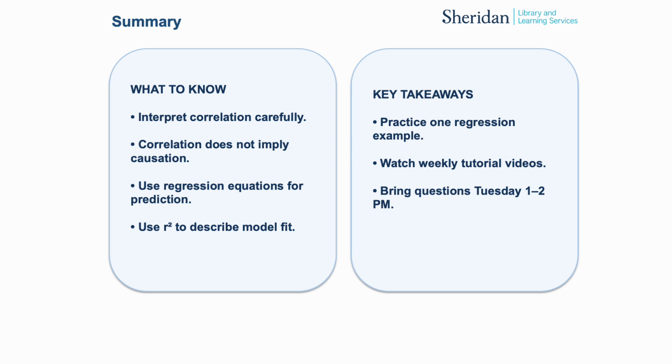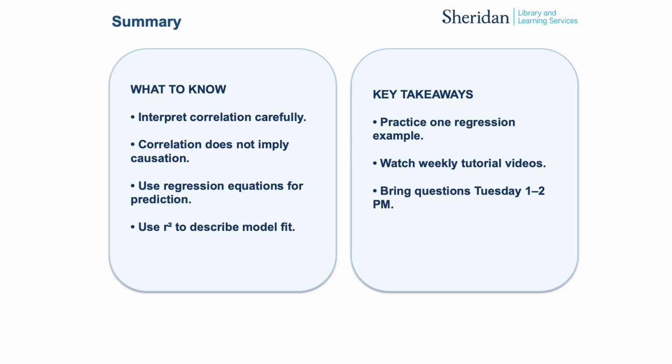Next, we discussed one of the most important ideas, that is, correlation does not imply causation. Whenever you see a correlation question in the exam, be careful not to confuse association with cause and effect. Unlike correlation, regression allows us to predict the value of one variable based on the other. We learned the equation, which is y hat equals a plus bx. And to make a prediction, we simply substitute the given value of x into the equation.